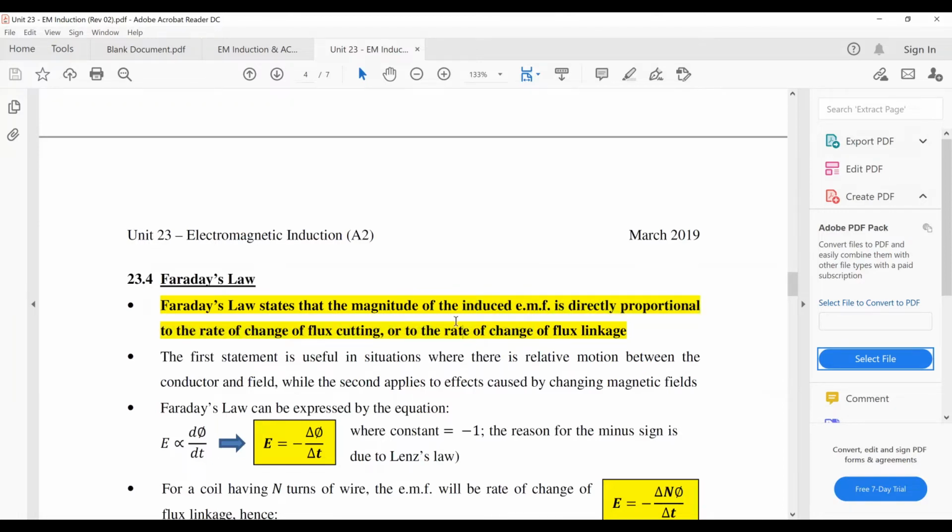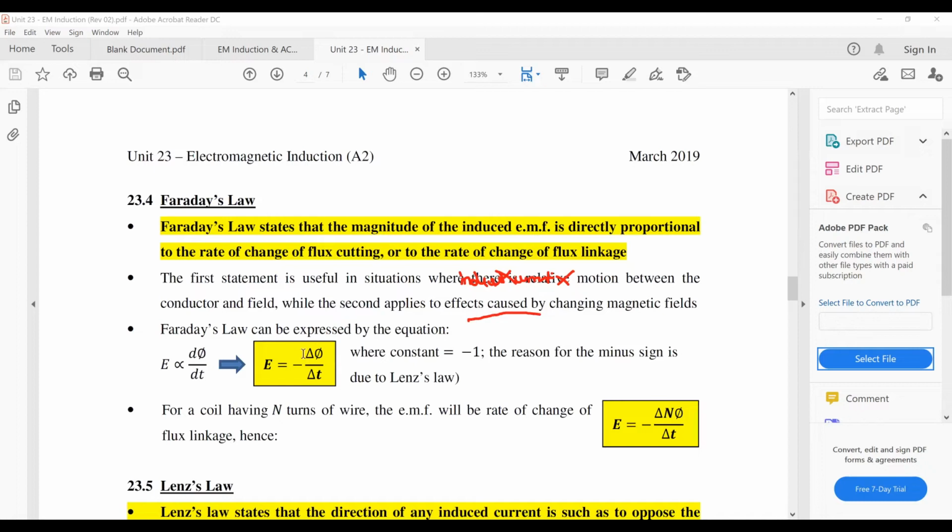Okay, so for Faraday's law itself, it is very specific. It's only for EMF. If you were to change it to induced current, it will be marked as wrong because Faraday's law itself states for EMF, voltage, not current. Current and voltage are two different quantities, so you cannot mix them up. Okay, so don't put induced current.